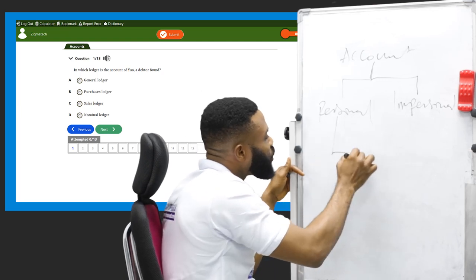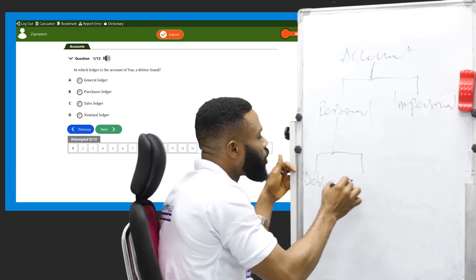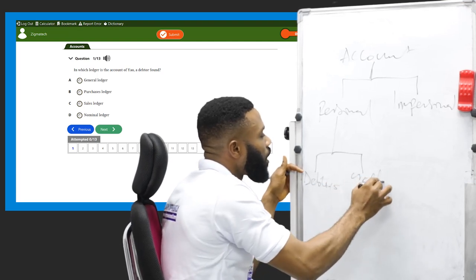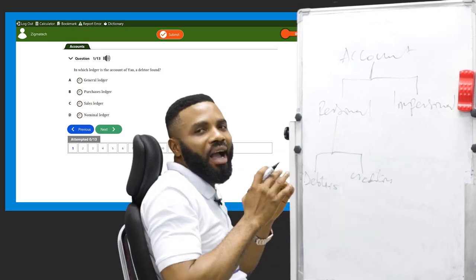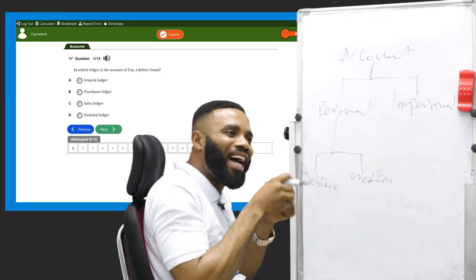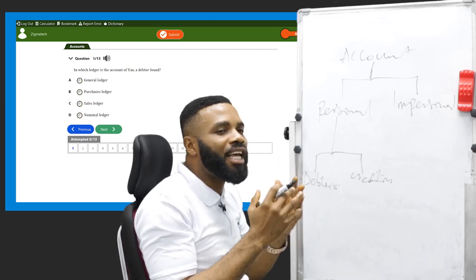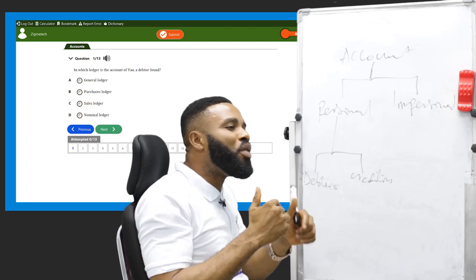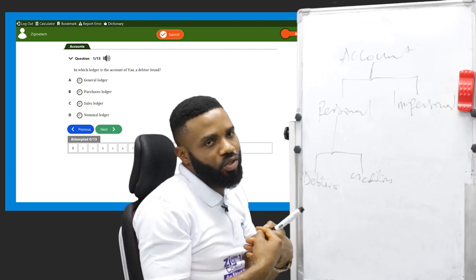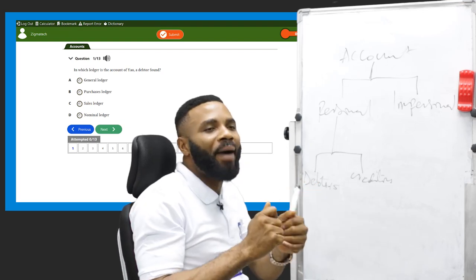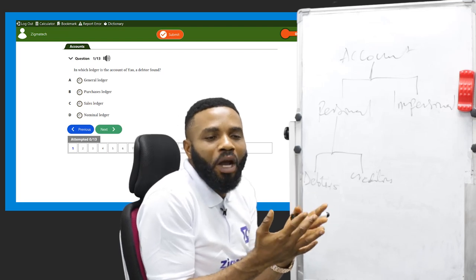Now, this personal account can also be divided into two. We have debtors and we have creditors. Now, what we mean by personal account? We are talking about an account that is opened in the name of an individual. So the only time when an account is opened in the name of an individual is either when we buy on credit or when somebody buys on credit from us. That's only two instances.